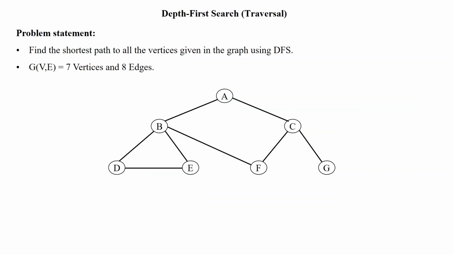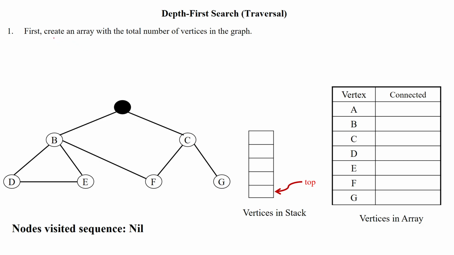The problem statement has been given with 7 vertices and 8 edges. This is an undirected graph. We should identify the shortest path to reach all the vertices in the given graph. So here we can create an array of the total number of vertices in the given graph. I have created the array of vertices for the given graph, and I have used one reference field: is it connected or not connected? That means visited or not visited. As of now, the nodes visited sequence is nil. So here the stack is empty because we are at the beginning of the process.